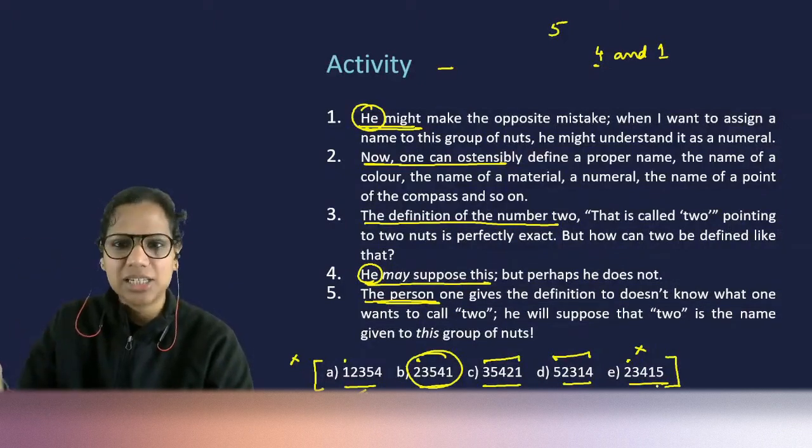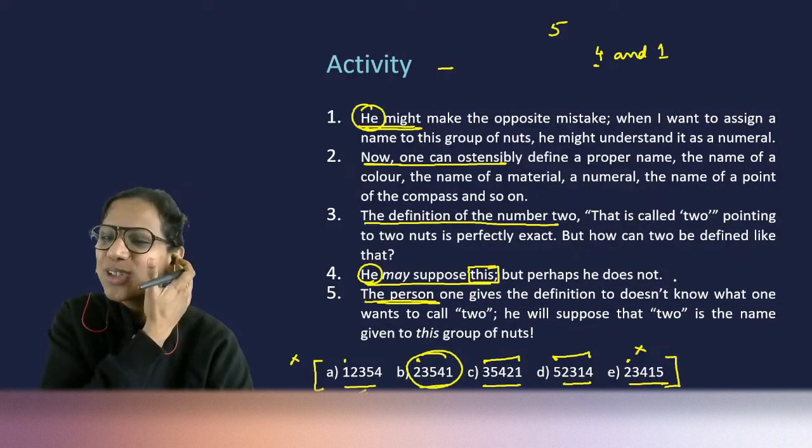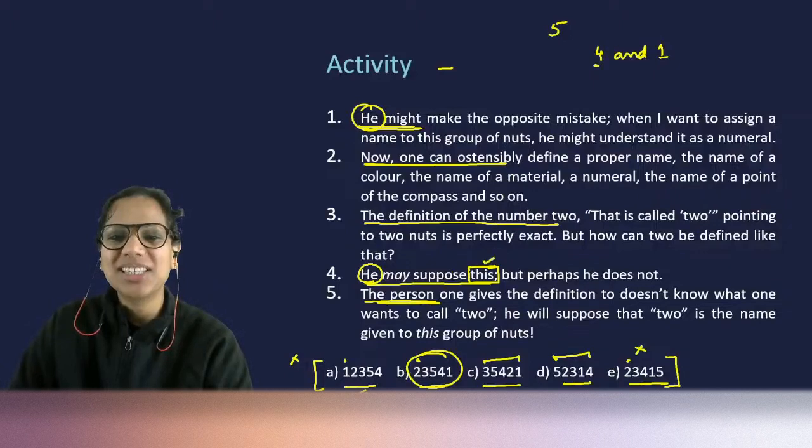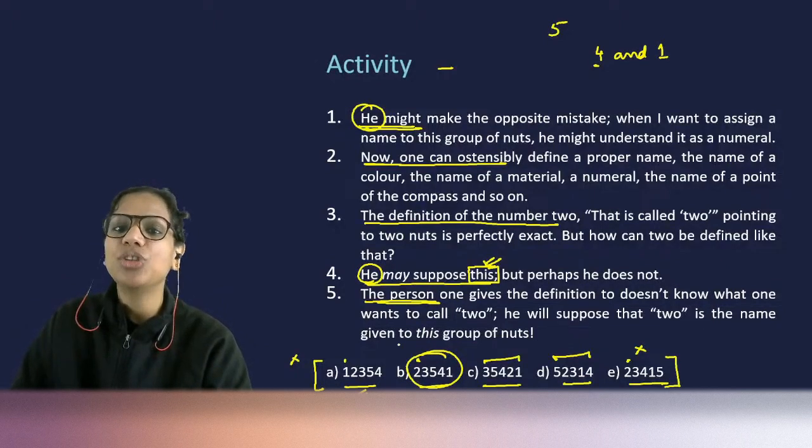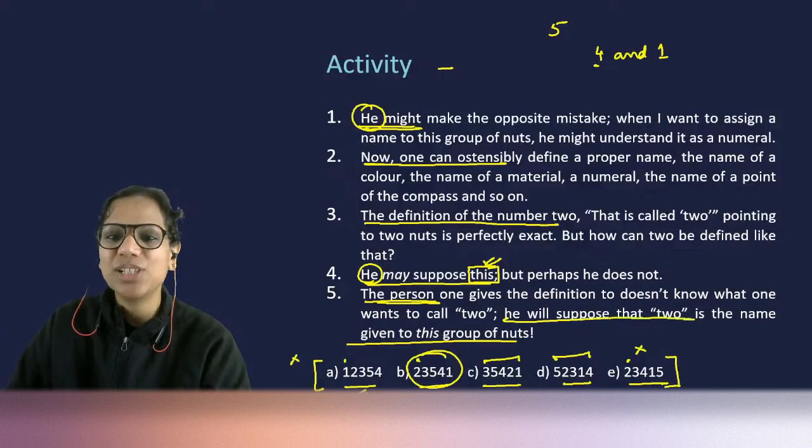Okay, these sentences. He may suppose this, but perhaps he does not. So I went for the shortest sentence here. He may suppose this. So that means we are supposing something. Let's read this. The person one gives the definition to does not know what one wants to call two. He will suppose that two is the name given to this group of nuts. So he will suppose something. See, suppose. I made a theme-based connection here. So he may suppose this, but perhaps he does not.